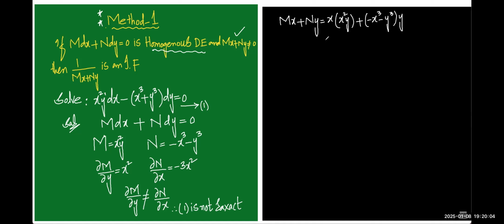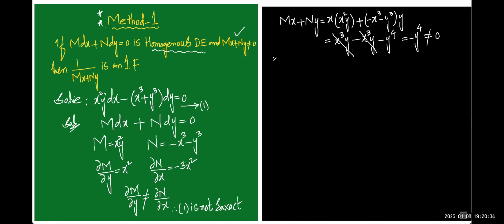Now if you check it, you get x cube y minus x cube y and minus y to the power of 4. Correct? Now these two are cancelled. Your answer will be minus y to the power of 4. We should say that it is not 0.